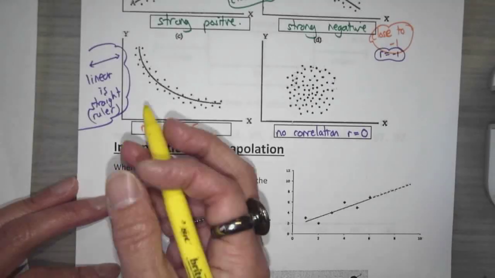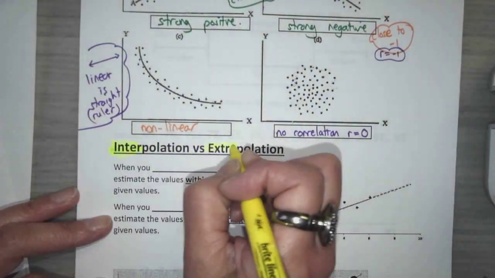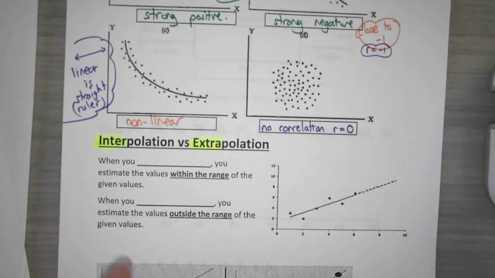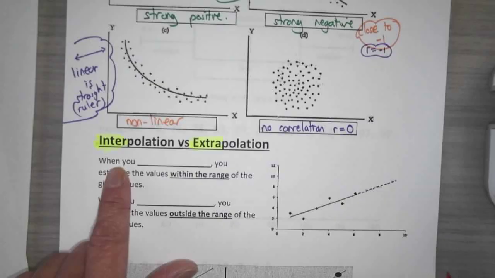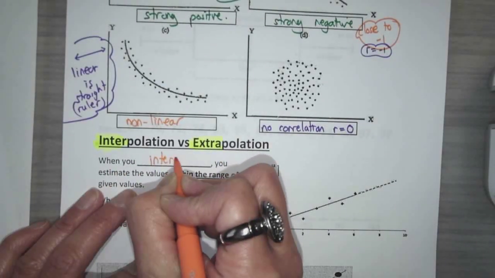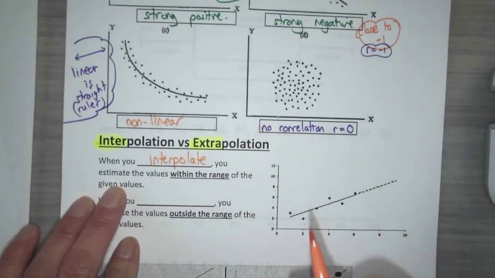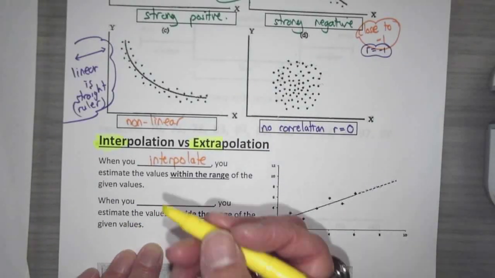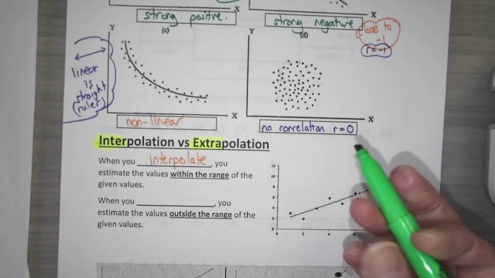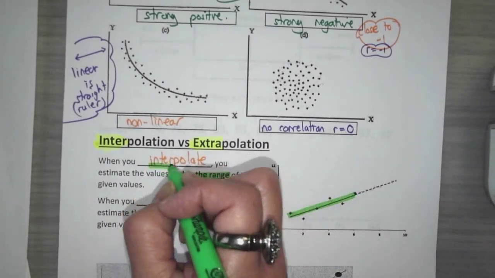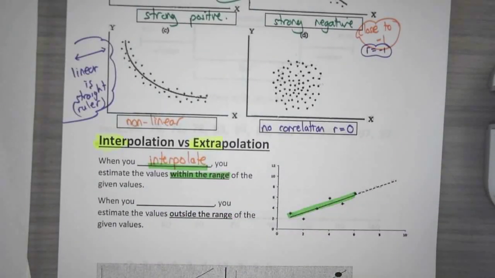Okay, 2 more definitions here. Interpolation and extrapolation. Extra means more, so it means beyond. Let's just read the sentence I put here. When you interpolate, you are estimating values within the range. So when you are interpolating something, that means you're reading data from within the range of the data, within the line.